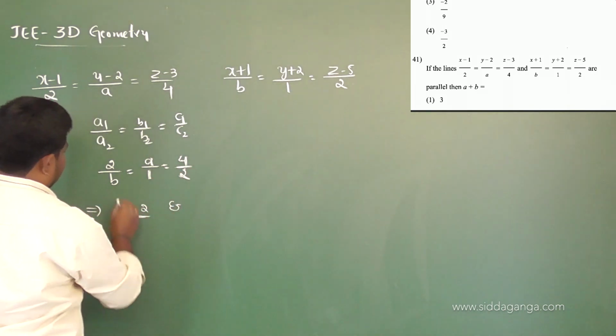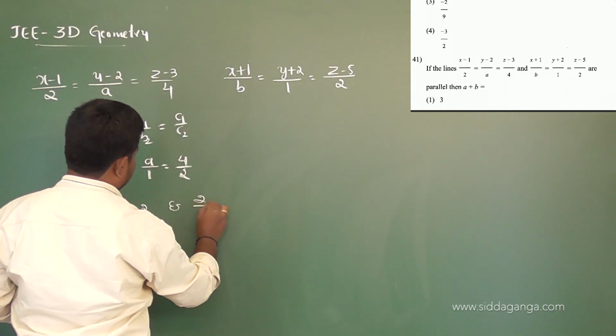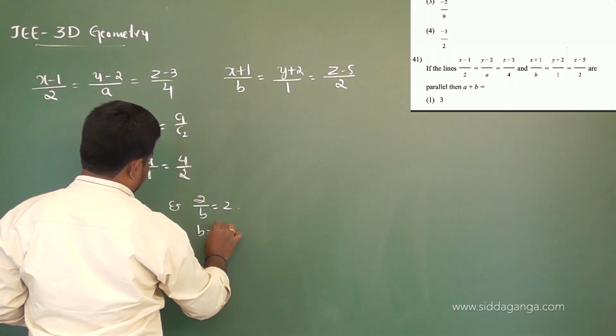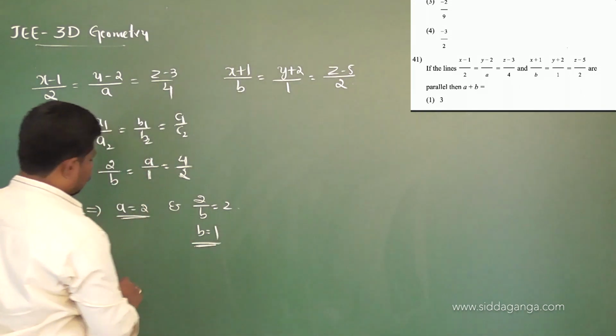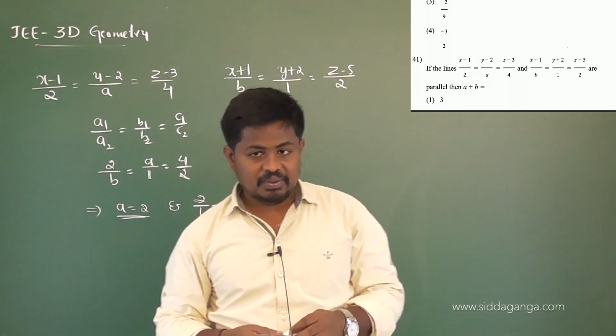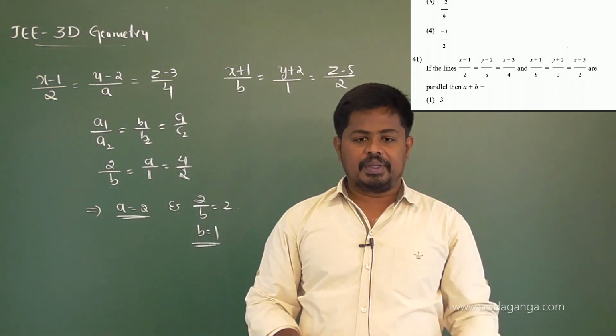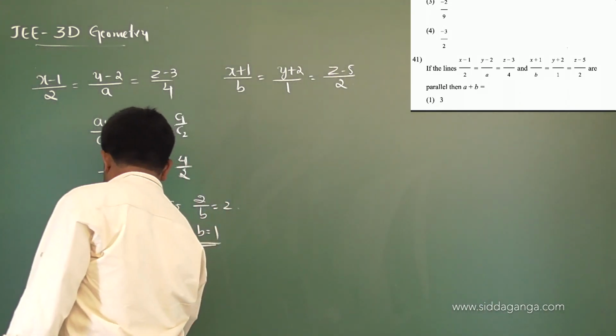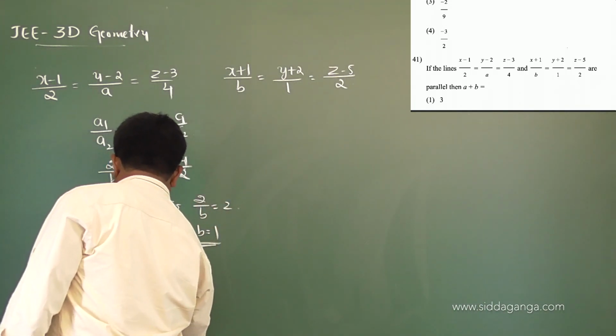and 2 by b is equal to 2. So, now b is equal to 1. So, a is 2, b is 1, so your a plus b is 3. Option first is the correct one. a is 2 and b is 1. Therefore, a plus b is 3.